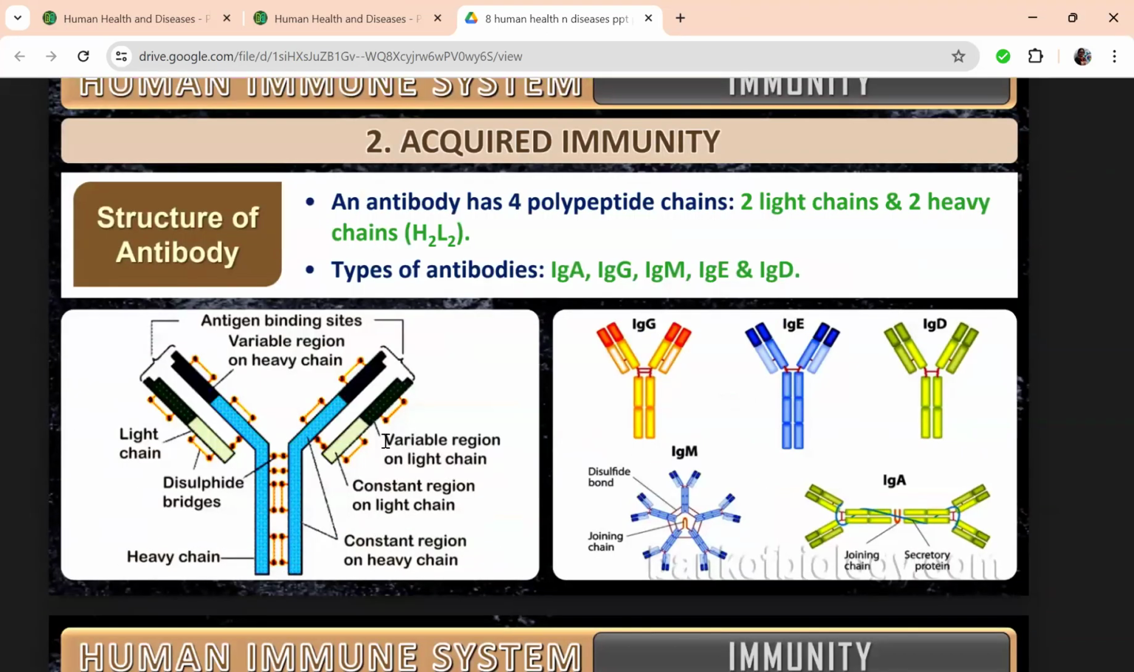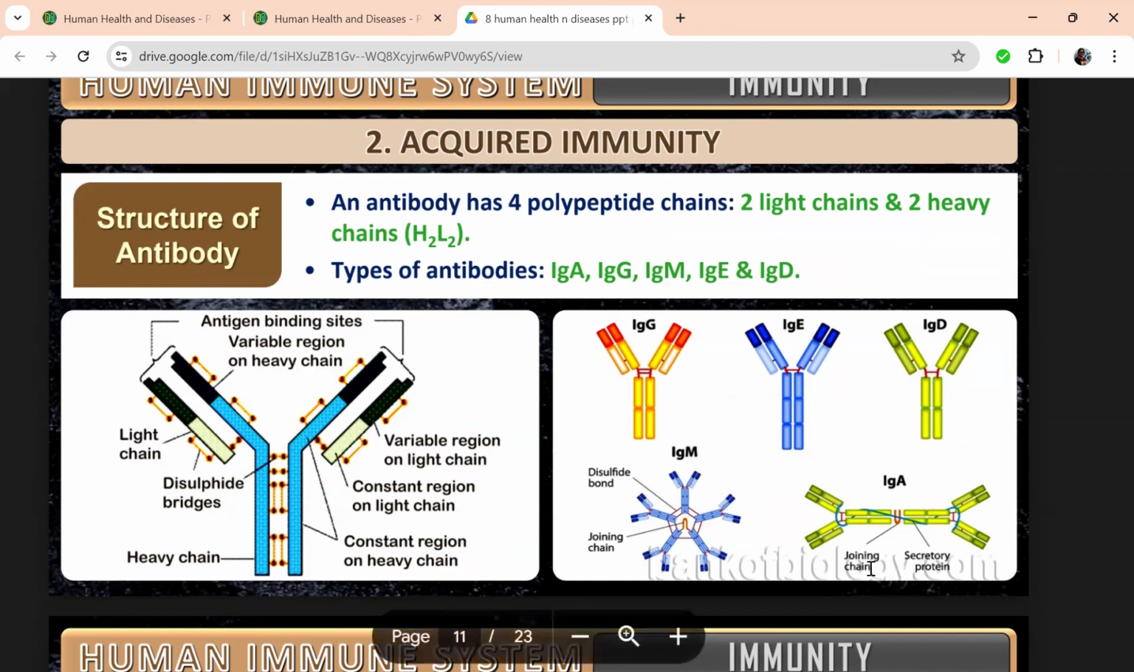Now in the acquired immune system, I have immunoglobulins, or antibodies. There are various types of antibodies: IgA, IgG, IgM, IgE, and IgD. These antibodies contain 2 light chains and 2 heavy chains. If you see, these are the 2 heavy chains of the antibody, and these are the 2 light chains.